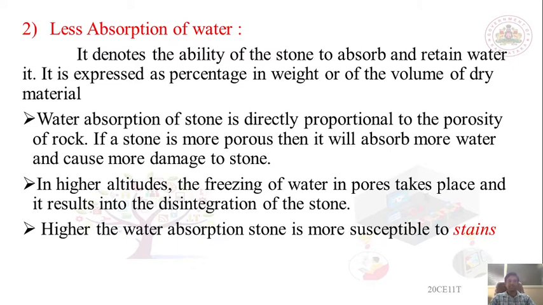So the characteristic is absorption of the stone. Stone will absorb water. Absorption of water by the stone is a characteristic. Less absorption of water is a requirement for any good building material. So in this point we have discussed how higher altitude causes disintegration of the stone, because of the frozen water in the pores, and how stone will be more susceptible to stains if the water absorption is more. Water absorption is nothing but the body of the stone absorbing a certain quantity of water and retaining it in the body, and that is expressed in terms of percentage.